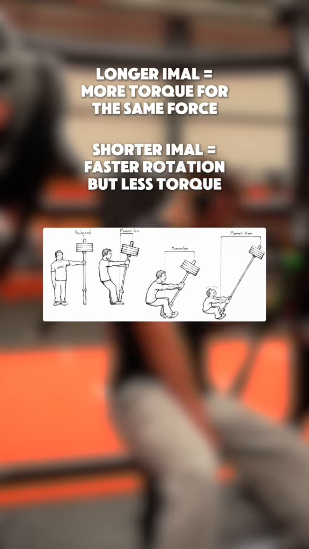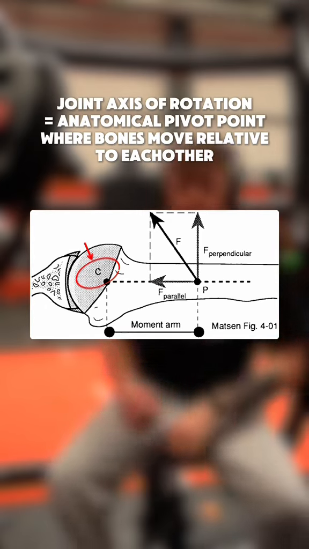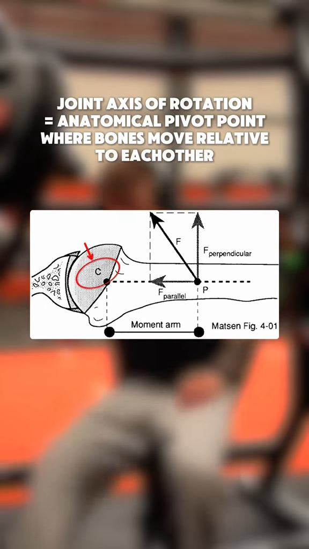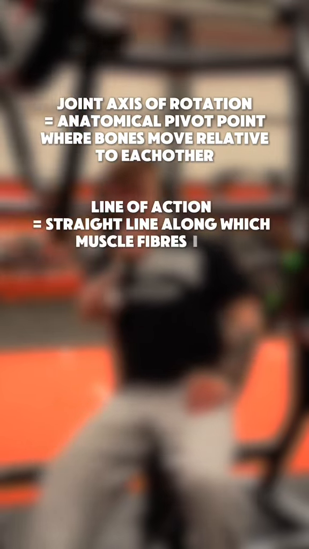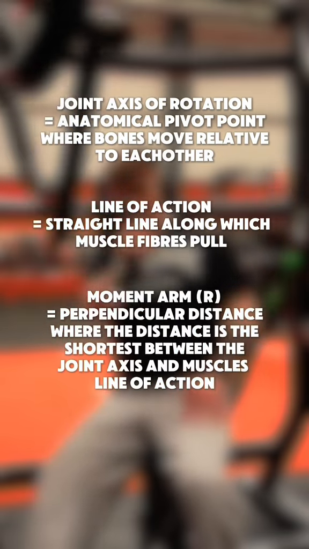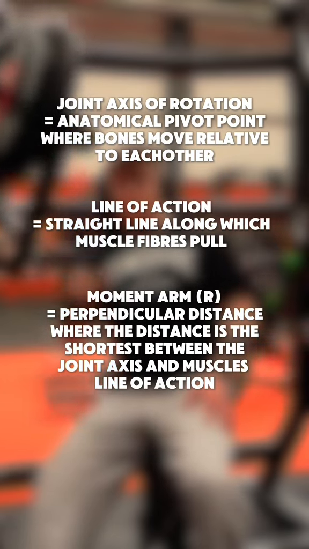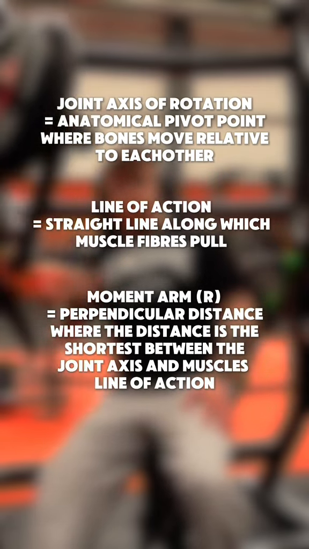rotation but less torque. You have the joint axis of rotation, which is often the anatomical pivot point where bones move relative to each other. We have the line of action, which is the straight line along which muscle fibers pull. And then we have the moment arm, which is R. And like we said, R is a perpendicular distance, where the perpendicular distance is the shortest between the joint axis and the muscle's line of action.